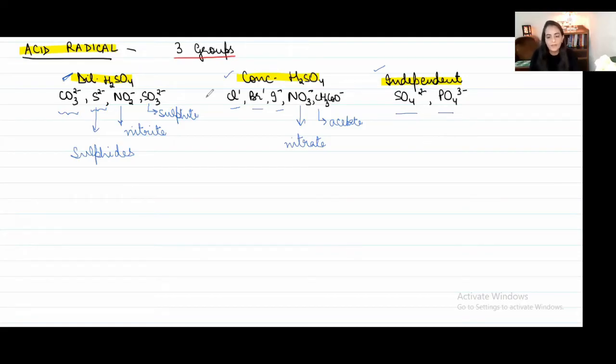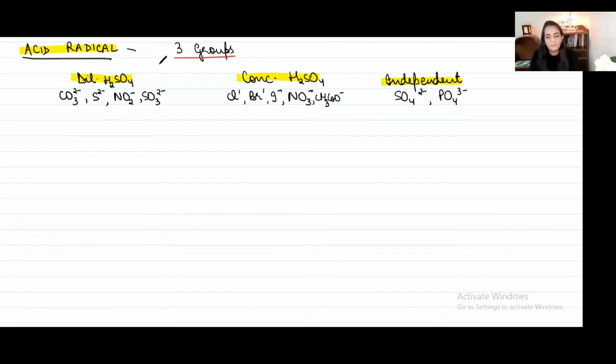Now, how to proceed with it? Please remember, the first very important part is you will take the salt. When we were doing basic radical analysis, we also started with OS. OS is original solution, that is salt plus water. Now, this analysis we are going to start with salt, no water. To a pinch of salt, add dilute sulfuric acid. Look for an observation, look for a change.